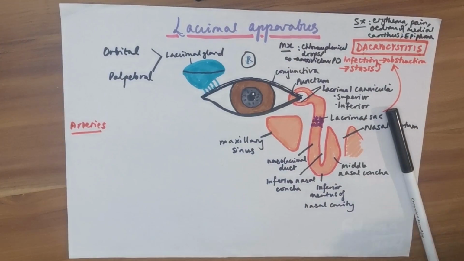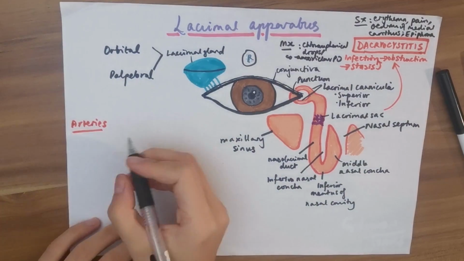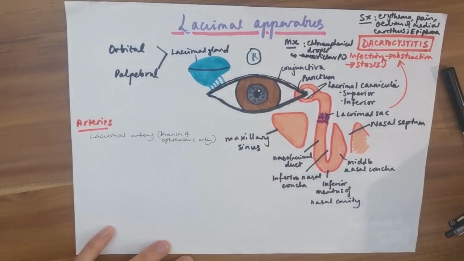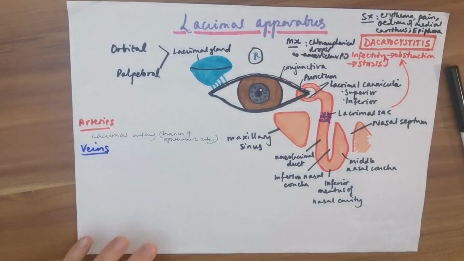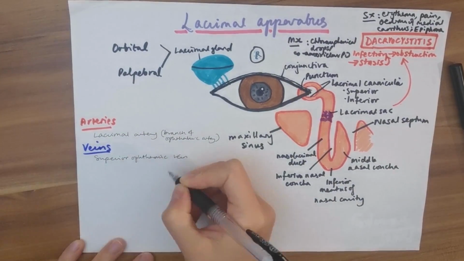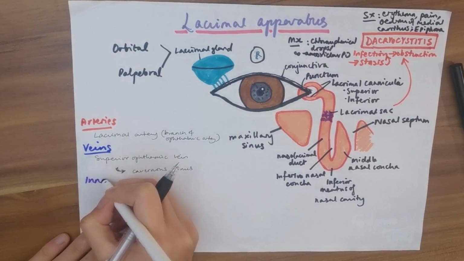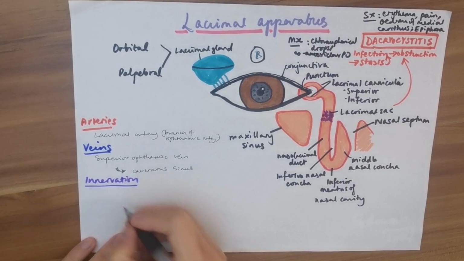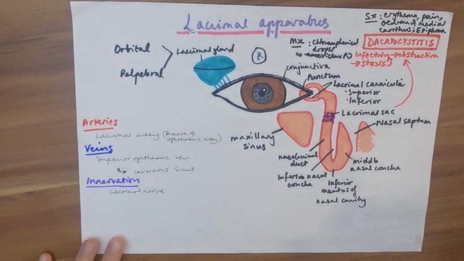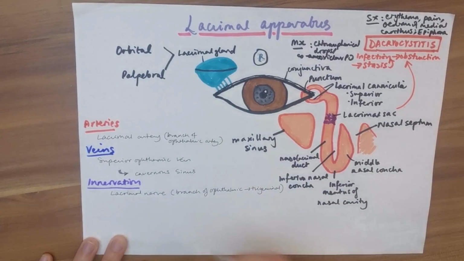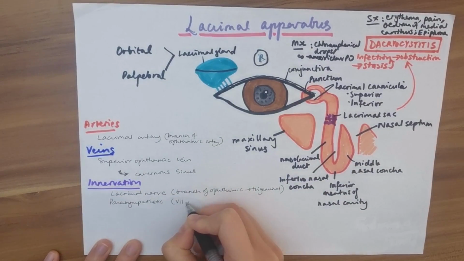So just to quickly go over the vasculature of the lacrimal apparatus, the lacrimal artery is a branch of the ophthalmic artery, and this supplies the lacrimal apparatus. And the blood is then drained into the superior ophthalmic vein, which eventually goes to the cavernous sinus. Innervation-wise, it is supplied by the lacrimal nerve and parasympathetic fibers. The lacrimal nerve is a branch of cranial nerve V1, which is the ophthalmic branch of the trigeminal nerve.